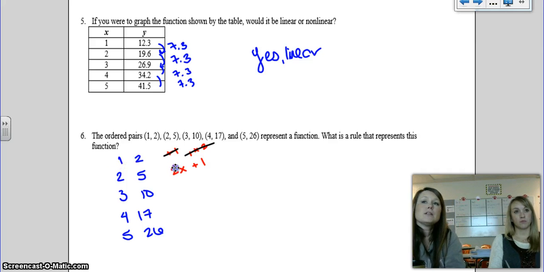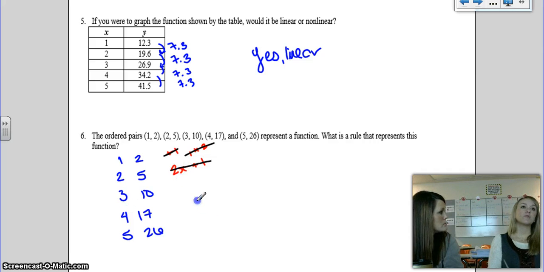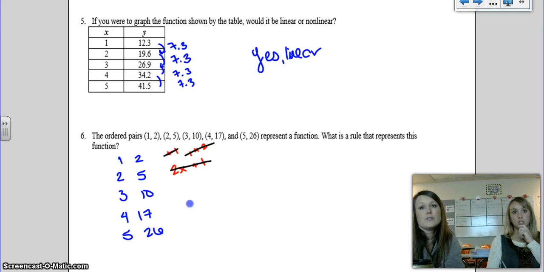Let's look at the next one. So that one doesn't work. So this is not times 2 plus 1, but it's times 3 plus 1. And the next, times 4, 16 plus 1. 5 times 5 plus 1 is 26. Well, isn't 5 times 5 5 squared? It is. So it's 4 squared, 3 squared. So it's x squared plus 1.